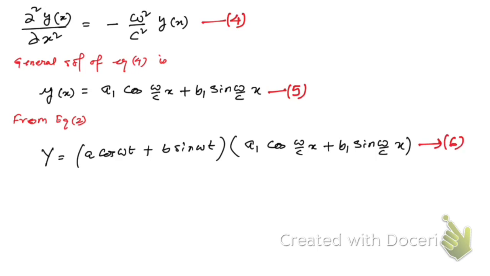Now the wire is fixed at both ends, x is equal to 0 and x is equal to L. At these 2 points displacement must be 0, right? Because these 2 points are fixed for all values of t, right? So condition 1.